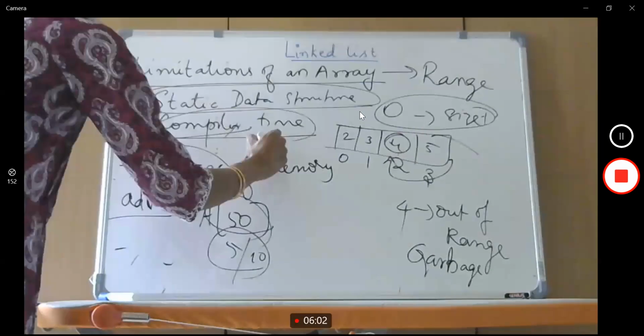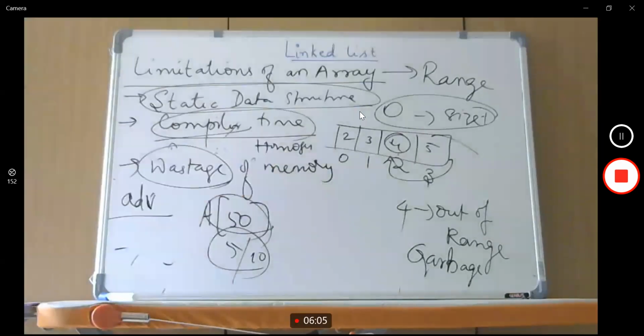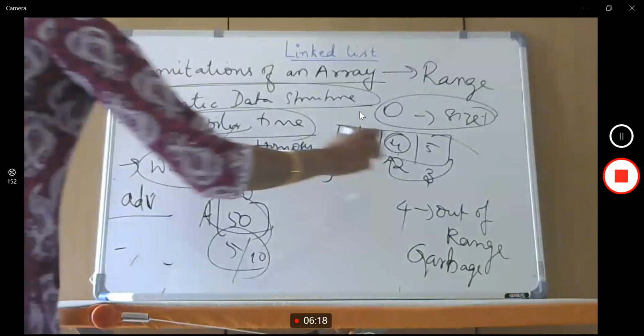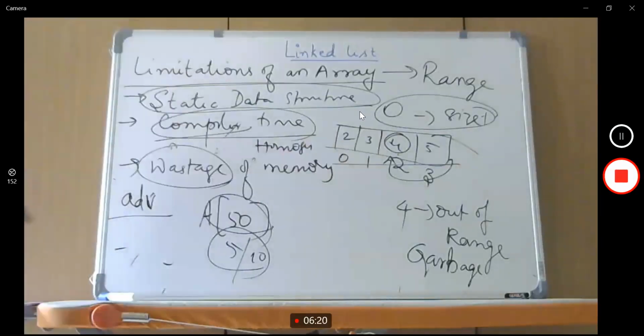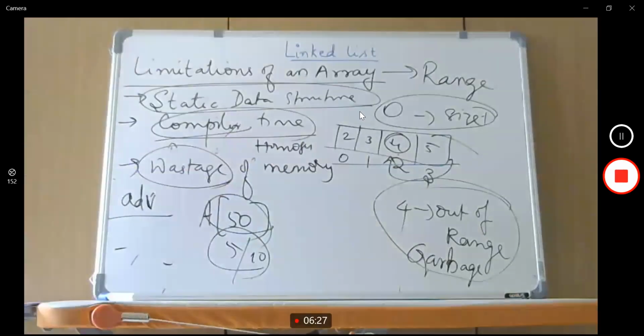We said it is a homogeneous data structure. That means all the elements that are stored in the array are of the same type. You cannot have elements of different data types. That is again a limitation inside the array. Then I said insertion and deletion is very difficult when you talk of an array. That is another limitation. Another limitation I said, if you try to access out of range of the values, that is going to result again in some kind of garbage. Then that is again a limitation.